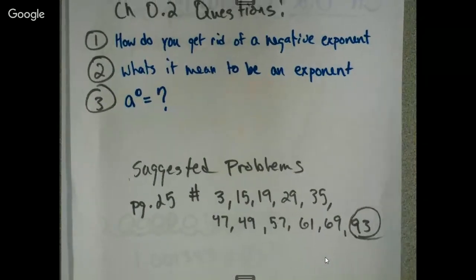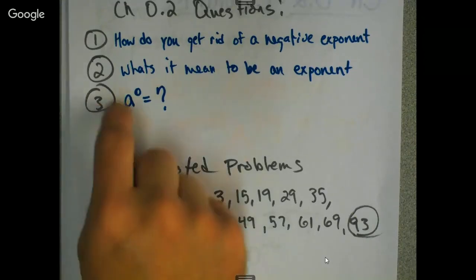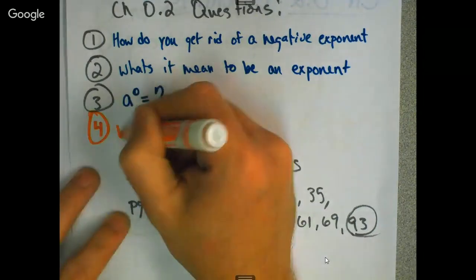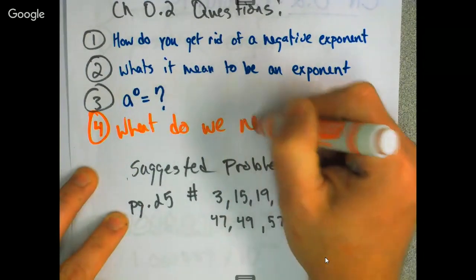Here are your 0.2 questions. How do I get rid of a negative exponent? What does it mean to be an exponent? a to the 0 equals what? And I'm actually going to add 1. We got 4 on this one. So 4, what do we never do?